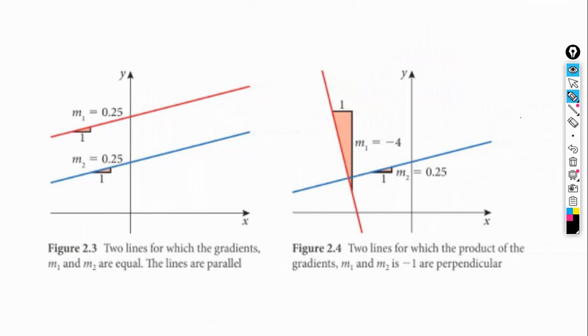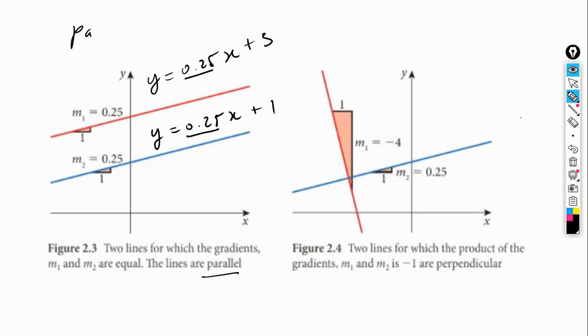So in the next slide, you're going to find a couple of lines on the left. In this graph, these lines are parallel. So if you have two lines for which the gradients are equal, then the lines are parallel. So what does that mean? Well, if you have a line, for instance, y is equal to 0.25x plus 3, and then you have another line that is y is equal to 0.25x plus 1, then these two lines are parallel because they have the same gradient of 0.25. So these would be parallel.